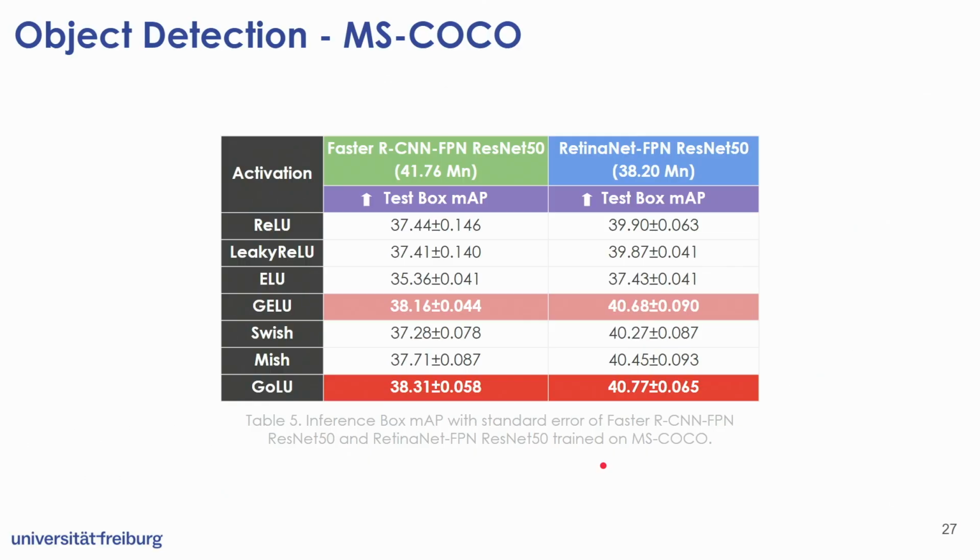For object detection, we didn't have to do any learning rate ablations because for Faster RCNN and RetinaNet, it was directly very clear that GoLU was the best, and again, the same performance was maintained or consistent across the previous tasks as well.